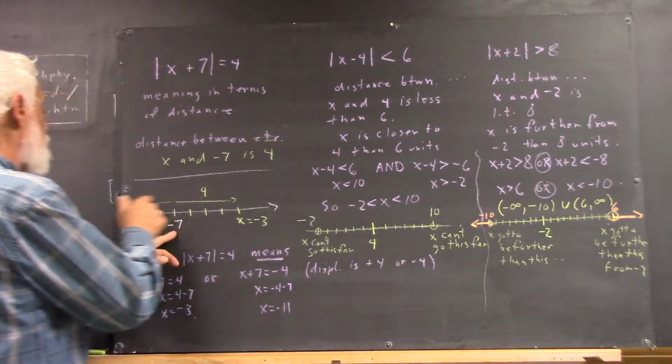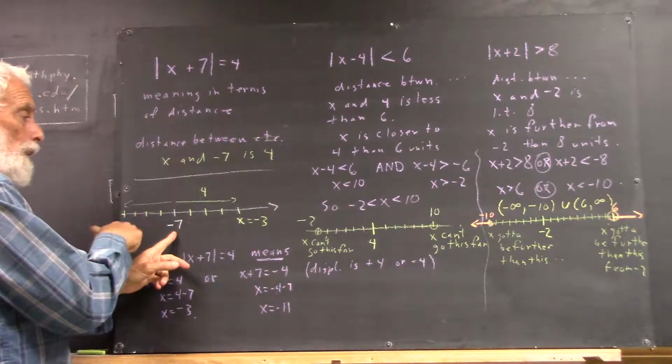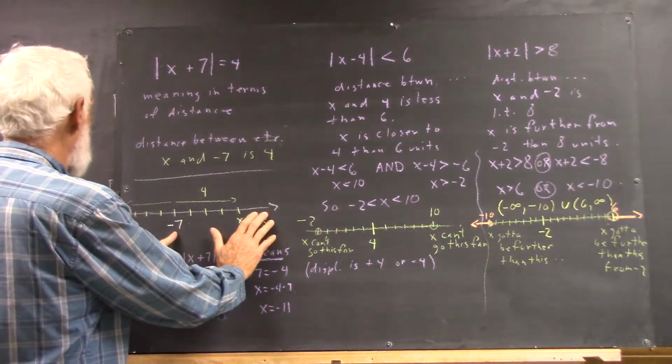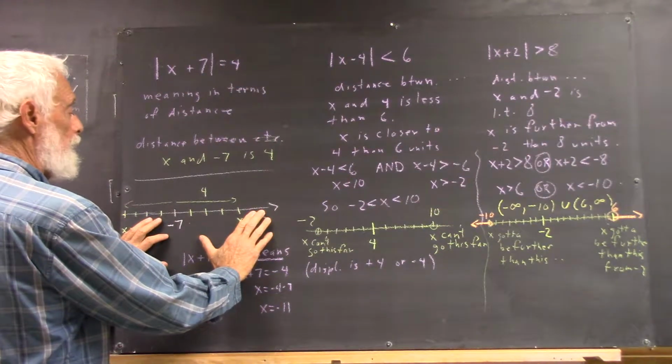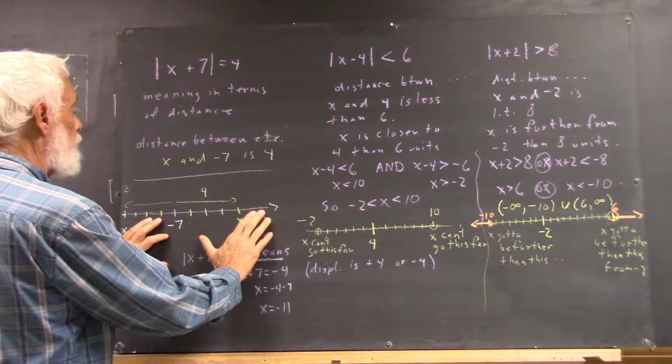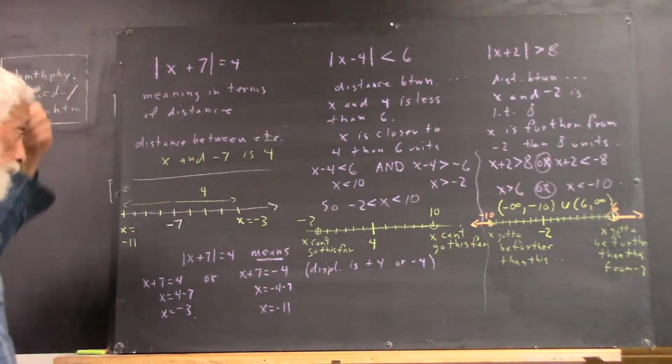And then we go 4 units on this side. We just mark off 4 units. Now I've written, you see what the numbers are here. I didn't write these numbers down. I just called this an x and this an x that lie at distance 4 from -7. Okay? Then we can figure out what the numbers are.